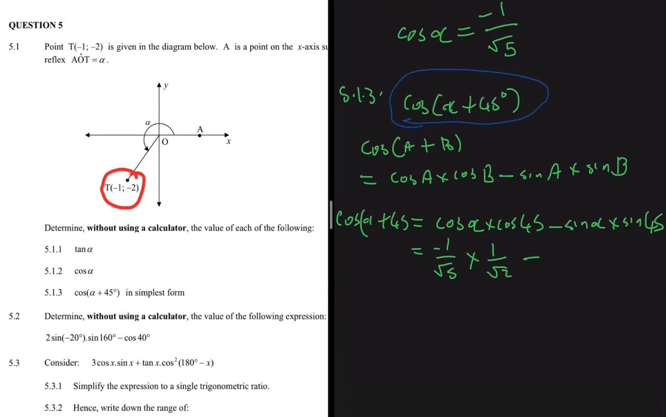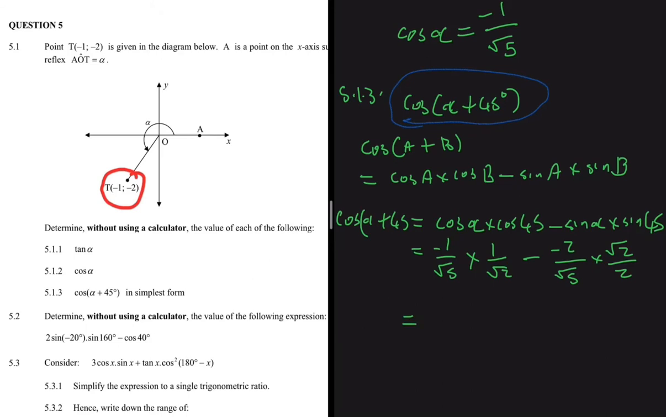So what is sine of alpha? Again, let's go back to our definitions. We know that sine of theta is equal to opposite over hypotenuse. So that is y divided by r, right? So let's just plug that in. So we're going to have minus y, which is minus 2, and then r, which is square root of 5. And then sine of 45. Sine of 45 is a special angle, square root of 2 divided by 2. And then let's erase this and carry on with our question.